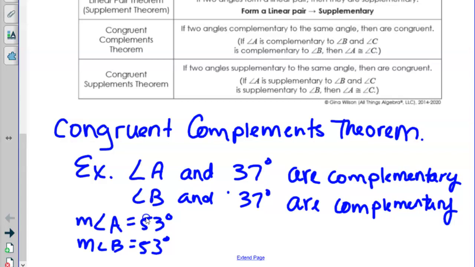Similarly, the congruent supplements theorem says if two angles are supplementary to the same angle, then they are congruent. For the same reason, now you just have 180 rather than 90. So if they're both supplementary to a 37-degree angle, do the math and they have to be congruent every time.